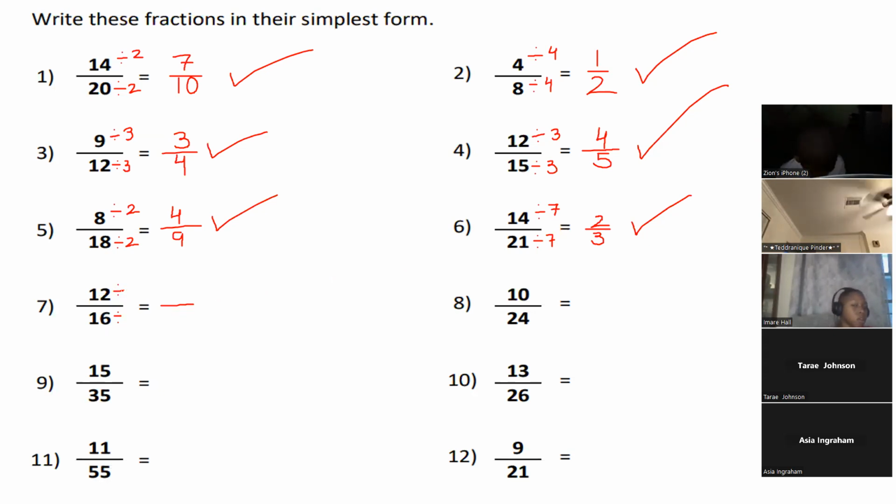12 divided by, what number we use for 12? We could use 4. 12 divided by 4 is what? 3. 16 divided by 4 is what? 4. Good. What number we could use for 10 and 24? 2. Very good. Wait, 2 is the highest? Yeah, 2 is the highest.